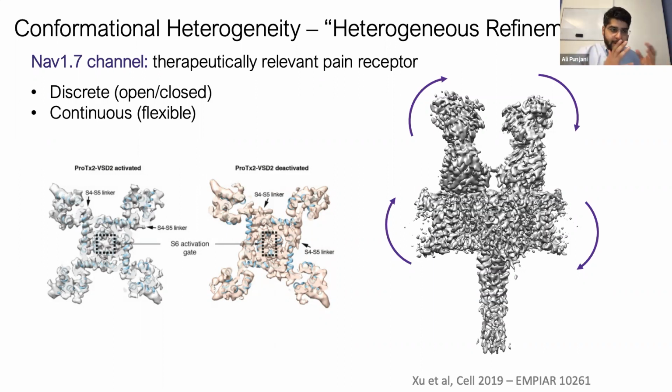And all of our mathematical models, all of our reconstruction algorithms so far have assumed that the structure is rigid, and that in every single particle image, we're seeing the same object in the same way, in the same shape, from a different direction.